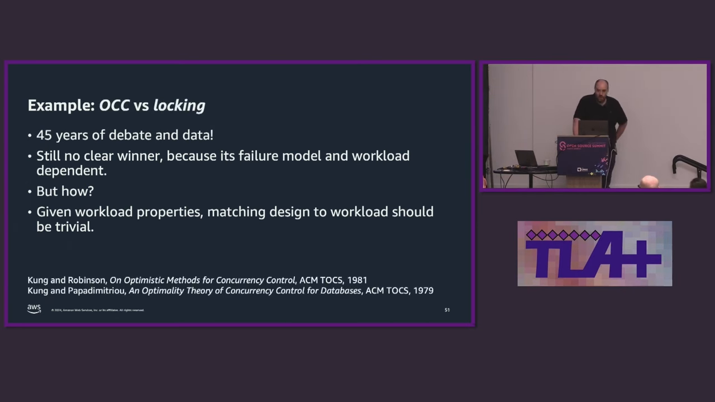Here's another example. Optimistic concurrency versus pessimistic concurrency control, or OCC versus locking. Classic database problem. The literature has been arguing about this for 45 years, maybe 50 years. That's significantly longer than I've been alive. And we still don't have a clear winner. And why don't we have a clear winner? We don't have a clear winner because it is really dependent on the workload. It's really dependent on our assumptions about how things fail. It's really dependent on the latency it takes to do certain things, the amount of throughput that's available. But because I know a lot of those workload properties, I should be able to take all those workload properties and say, in an automated, principled way, which of these things is better? And I just can't do that today.